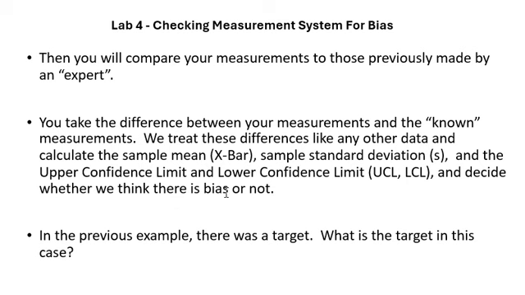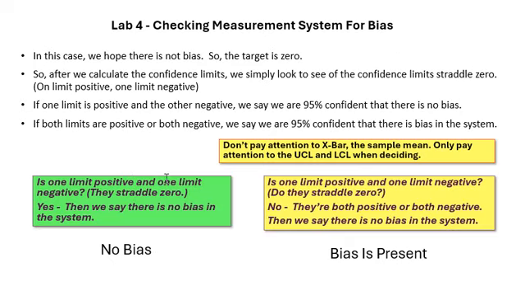Bias means you aren't getting it right with your measurement data, and we're going to look at it against the expert data. So in the previous example, there was a target, and you have to decide what the target is in this case, in your lab, of course, because without the target it would be very difficult for you to decide whether your confidence interval is okay or needs adjustment. And in this case we hope there's no bias, so the target is 0.